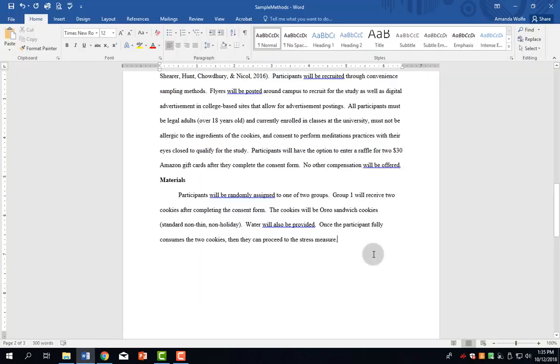So here's my description of group 1. Participants will be randomly assigned to one of 2 groups. Group 1 will receive 2 cookies after completing the consent form. The cookies will be Oreo sandwich cookies, standard, non-thin, non-holiday. Water will also be provided. Once the participant fully consumes the 2 cookies, then they can proceed to the stress measure.